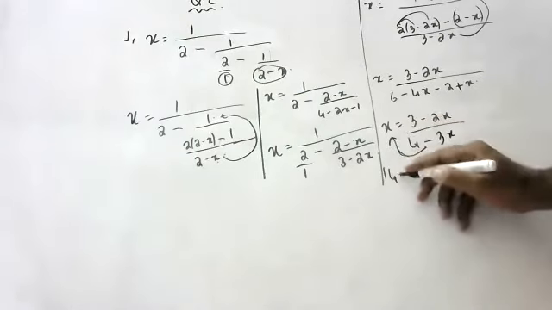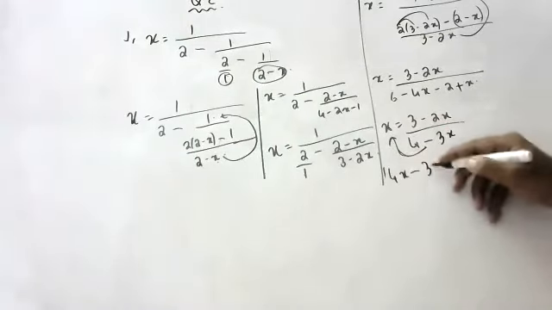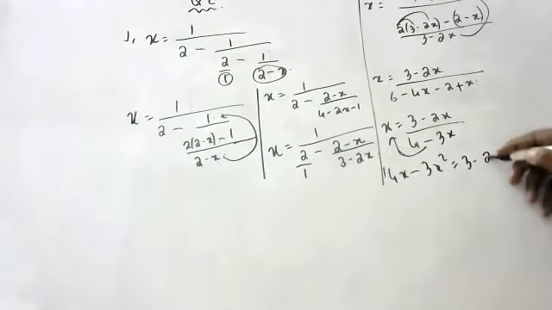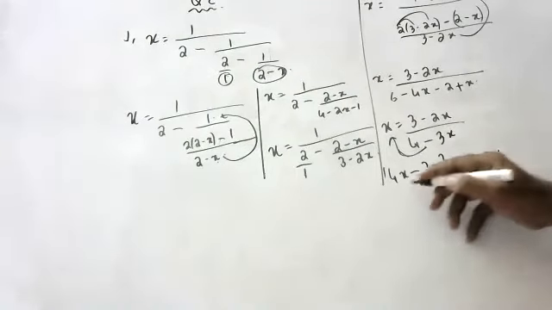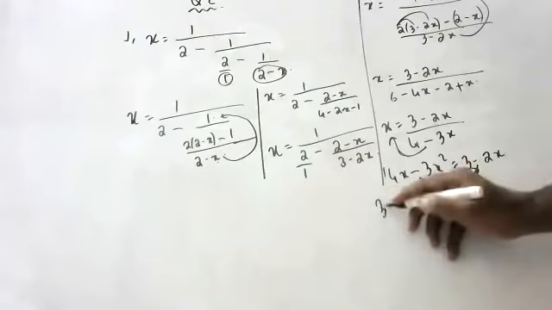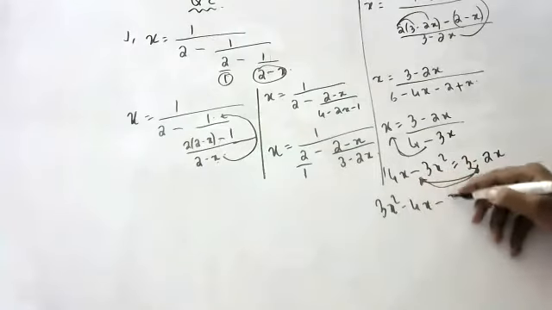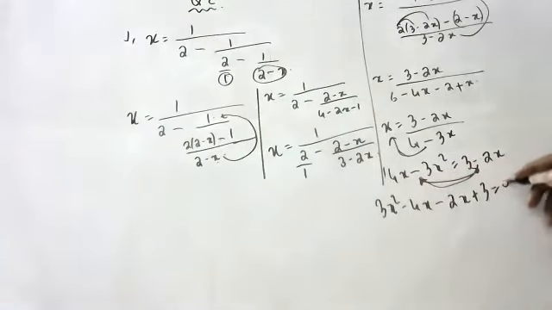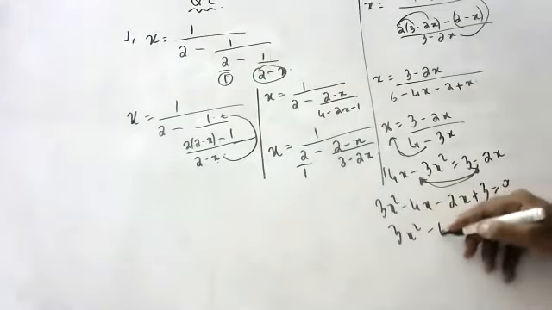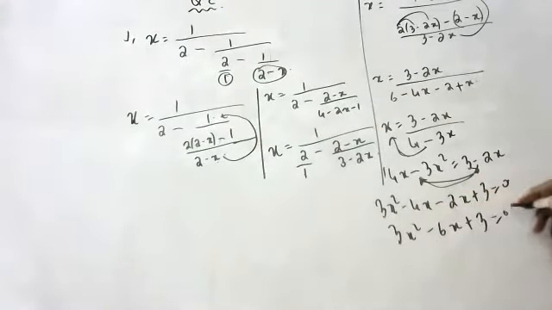x into 4 is 4x. 3x into this is 3x square is equal to 3 minus 2x. This goes here. Sorry, this only will send here. 3x square minus 4x minus 2x plus 3 is equal to 0. 3x square minus 6x plus 3 is equal to 0. Okay, children? So, now what happens?